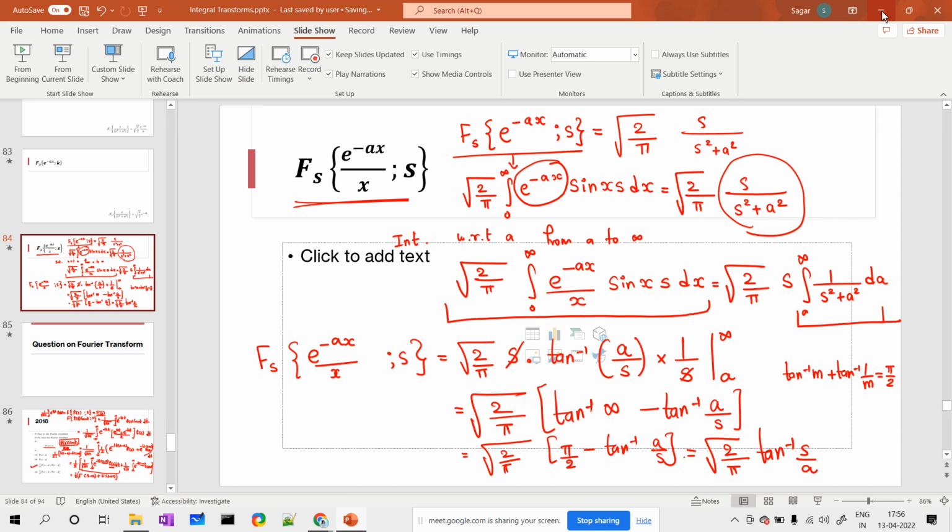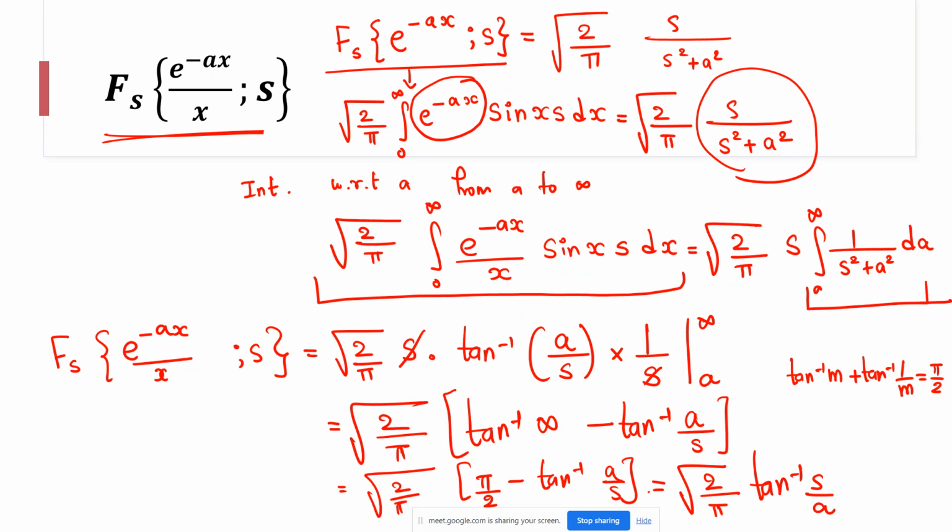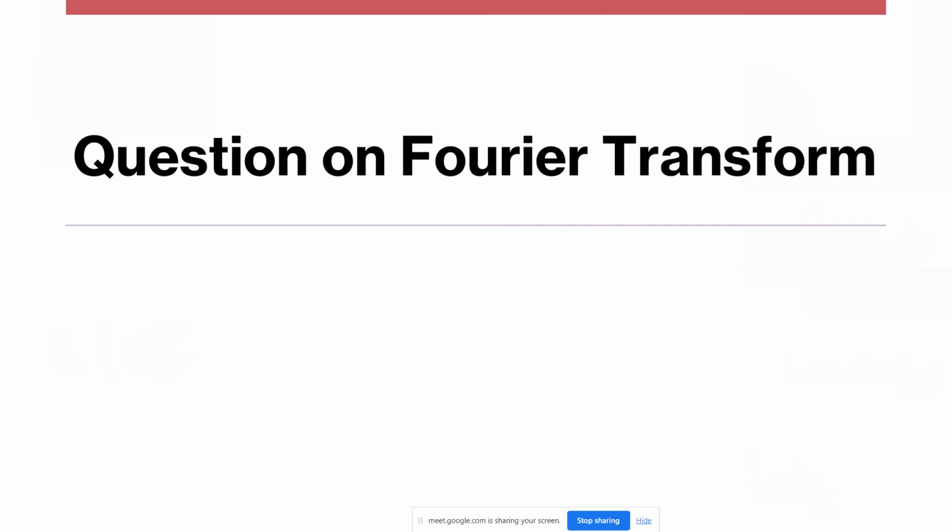What we ended with is the Fourier sine transform of e raised to minus ax upon x. This is something we ended with. Once we have this much in our hand, more than 90% of the portion is almost covered. Only a few minor things might be left. But what we can do is discuss some of the previous year questions.